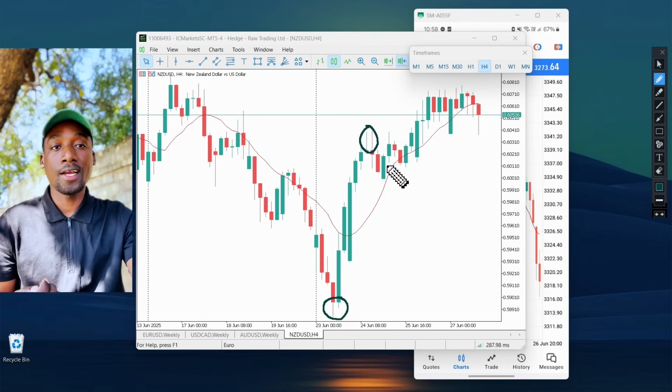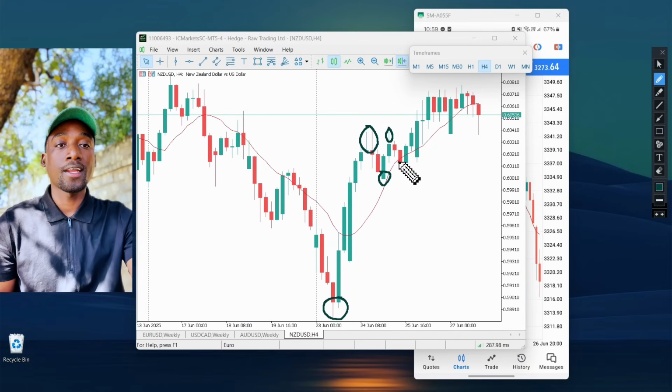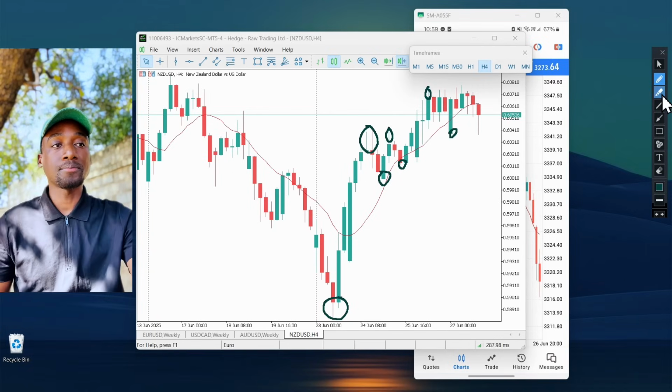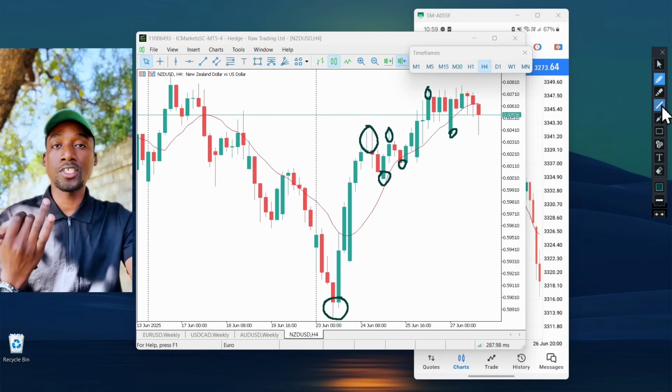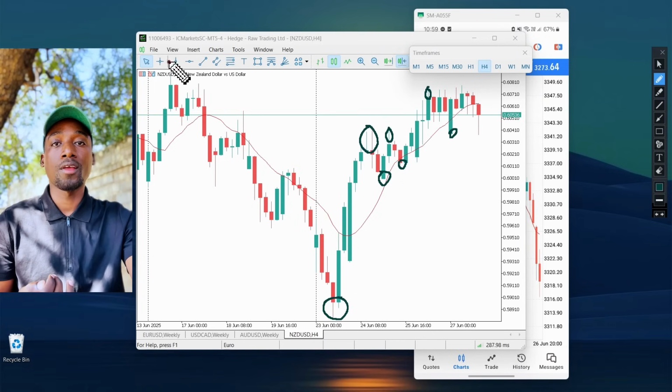High. This is a high. And we have the third low here. We had another high here. We had another low. We had another high here. We had another low. I want to explain that in terms of using the drawing tools or chart tools that we have over here. You can also use them on your mobile phone.